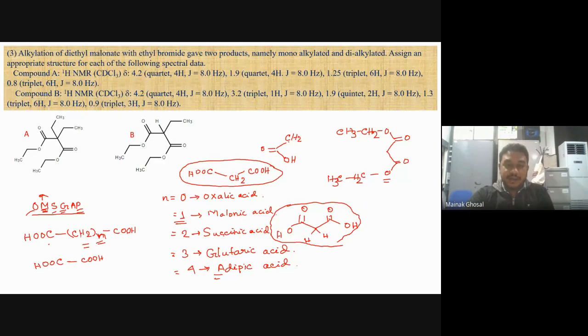Now you have to assign which actually represents what. Okay. So going one by one, for A, the delta at 4.2, quartet, 4 hydrogen, which will be the quartet 4 hydrogen?